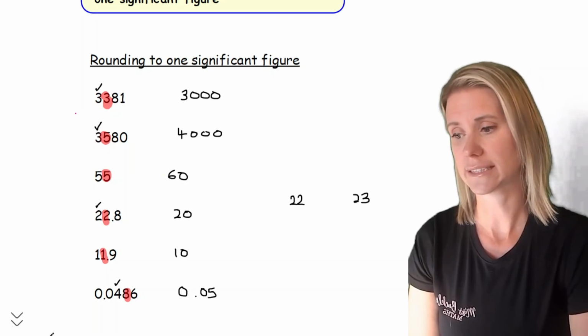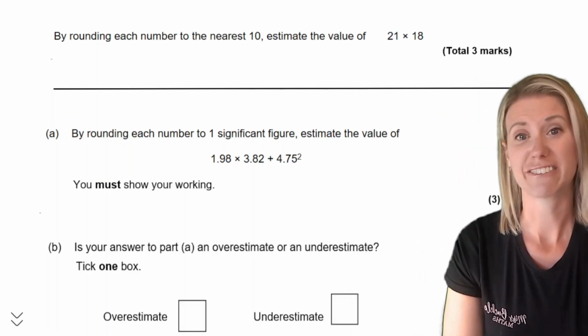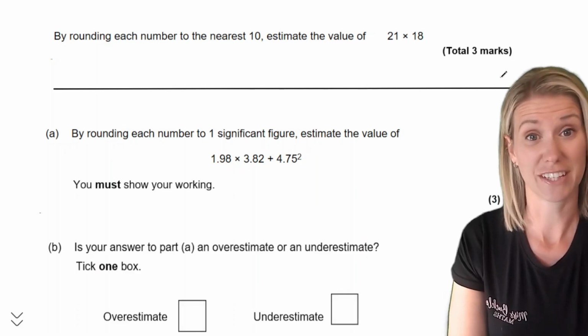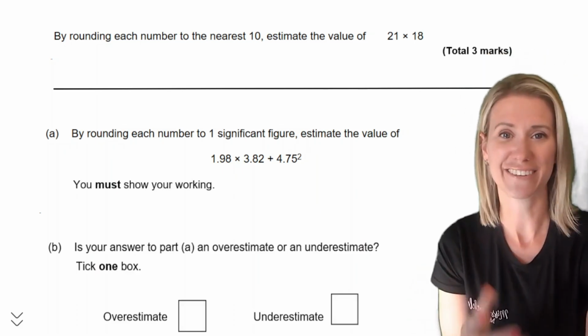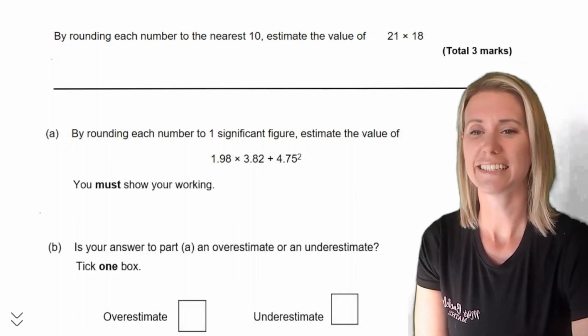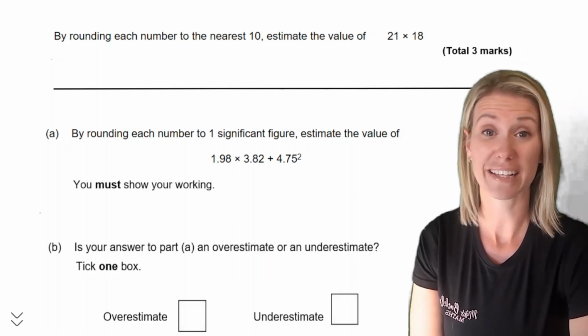Okay, and this, I can't believe this was 3 marks. By rounding each number to the nearest 10, so there's 2 rounding that you have to do to one significant figure, but they're helping you here by telling you it's also the nearest 10. Estimate the value of 21 times 18. If you do 21 times 18, you get 0 marks.